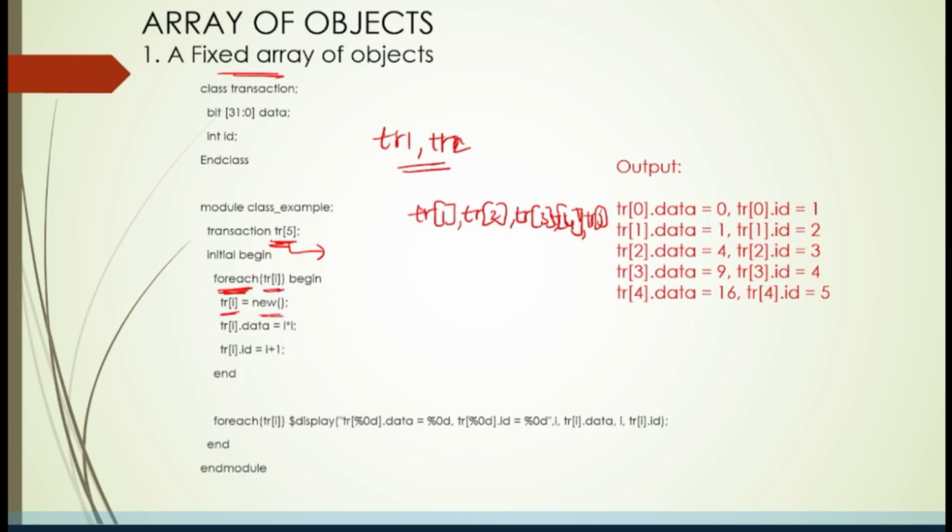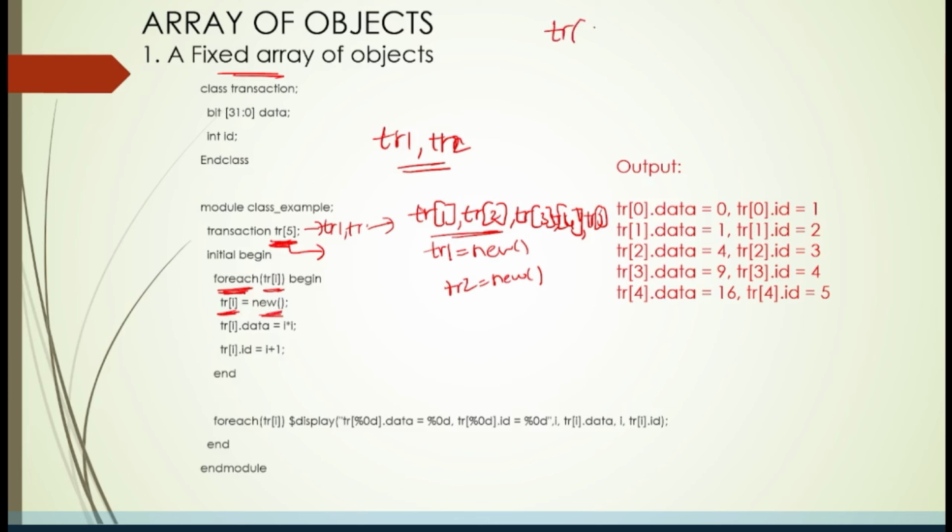Now what is happening here? There is one advantage: instead of creating all these things individually, you can avoid it by doing it with a single line like tr of 5. Instead of writing tr1 equal to new, tr2 equal to new, if you take it in array format, you can just write foreach tr of i, and you are creating a new for every tr of i.